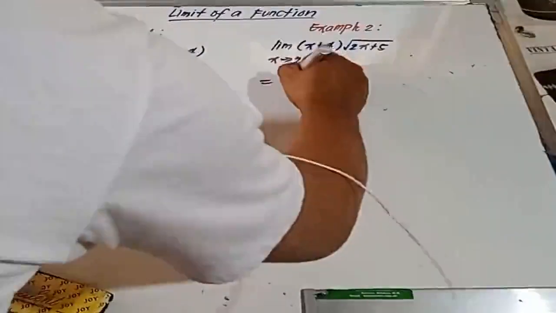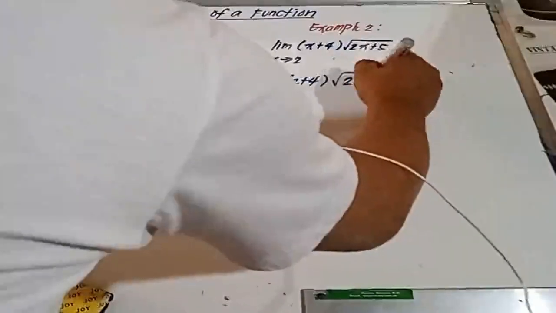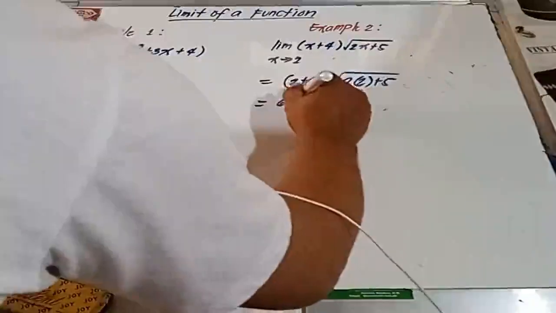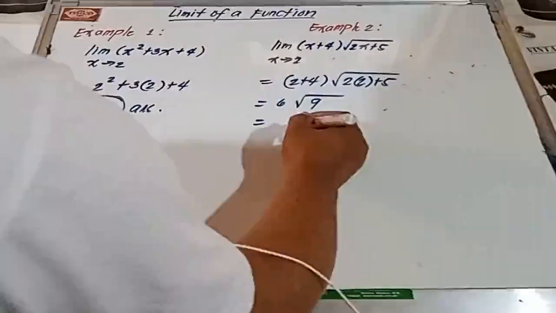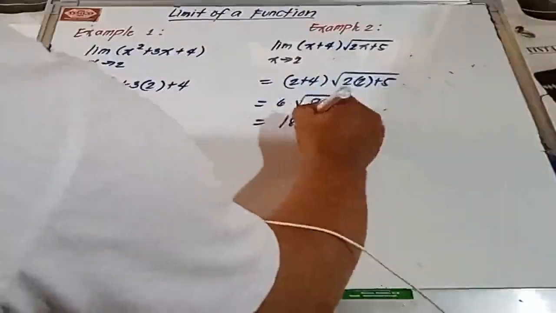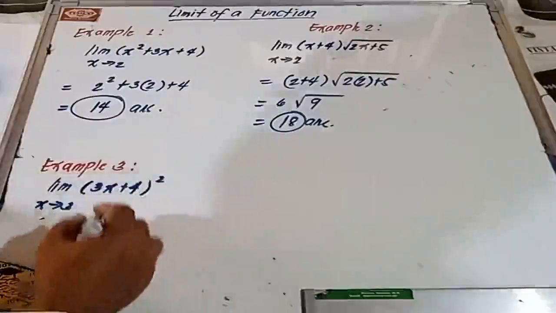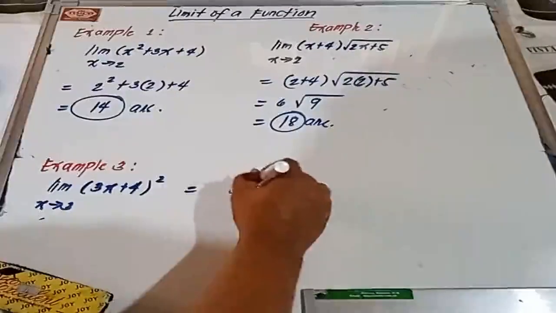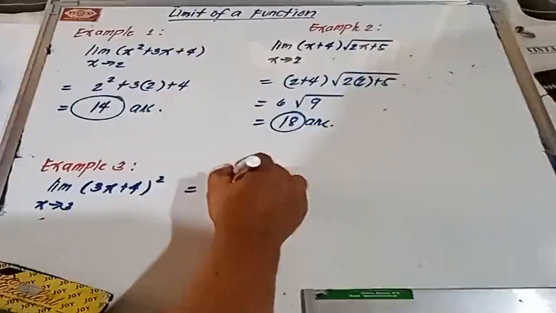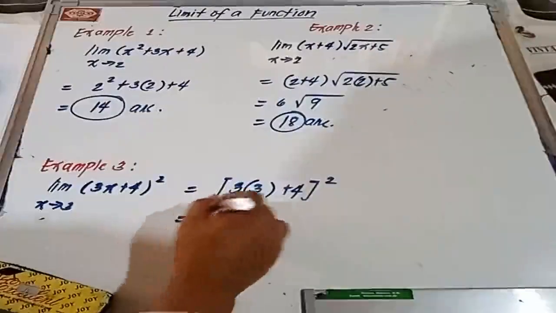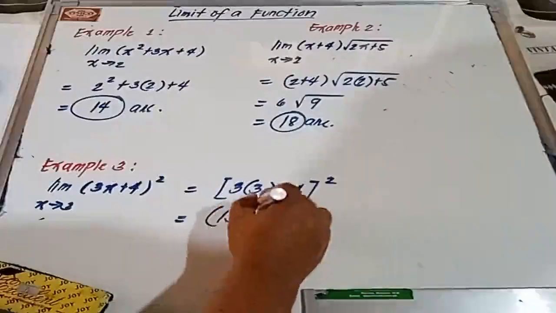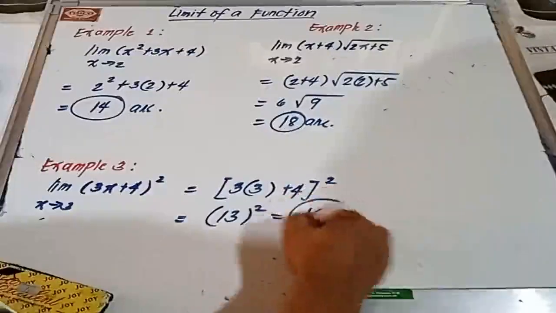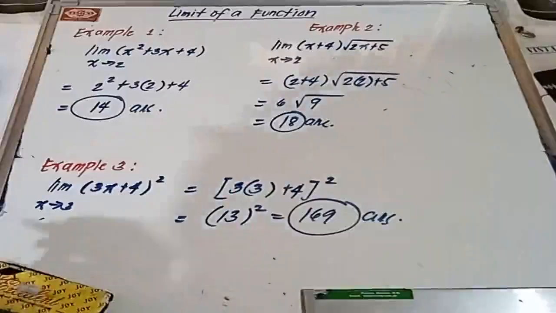How about this one? We have 2 plus 4 times the square root of 2 times 2 plus 5. That will be 6 times square root of 9. Square root of 9 is 3. 3 times 6 is 18. Okay? Same answer. How about this one? We have 3 times 3 plus 4, then squared. We have 9 plus 4 is 13 squared, and 13 squared is 169. Ibig sabihin, pwede rin straight substitution.